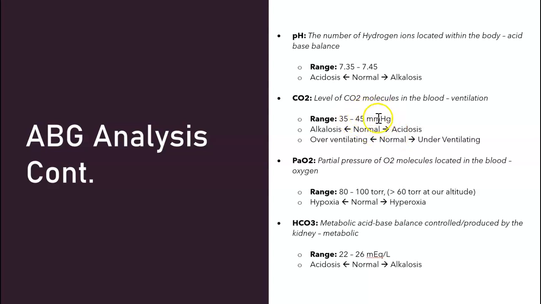If we are underventilating, we are in an acidosis. So that CO2 is continuing to climb in the blood. Maybe they're apneic or they're really sick, and that CO2 is continuing to climb in the blood. And so we're becoming acidotic because CO2 molecules cause acidosis.